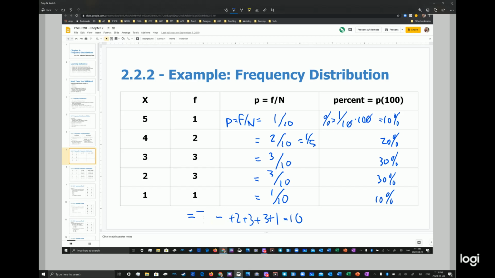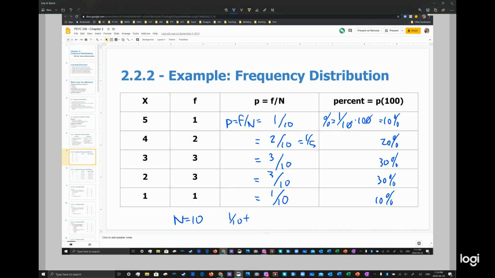I'm going to erase this part. If you add up all the frequency scores, you'll get n. We talked about that, and we showed that. If you add up all the proportions, like 1 out of 10, 1 tenth, 2 tenths, and so on, all the way to the last one, you'll get 10 out of 10, or 1. Just like if you add all the percentages together, it will be 100%.